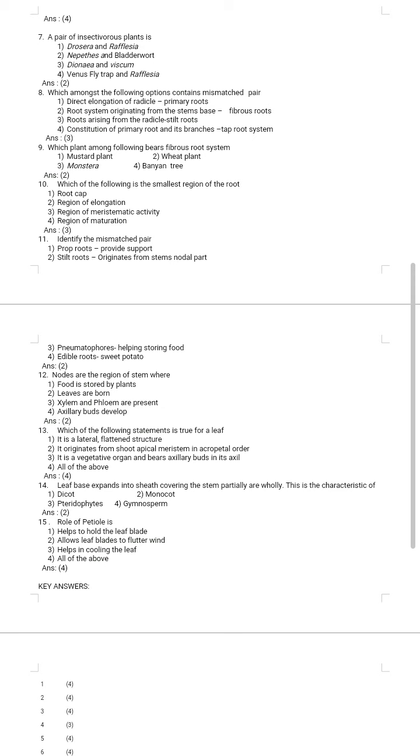Now let us see options. First option, Drosera and Rafflesia. Second option, Nepenthes and bladderwort. Third option, Dionaea and Viscum. Fourth option, Venus flytrap and Rafflesia. So the correct option for this question is option 2, Nepenthes and bladderwort.